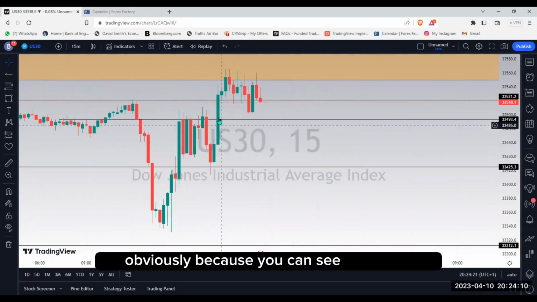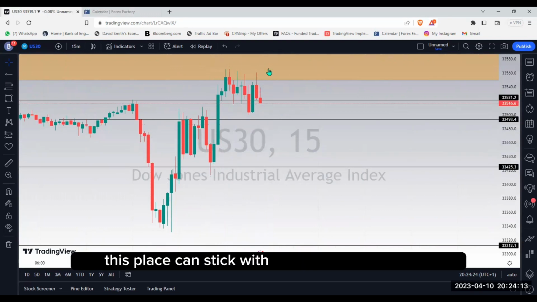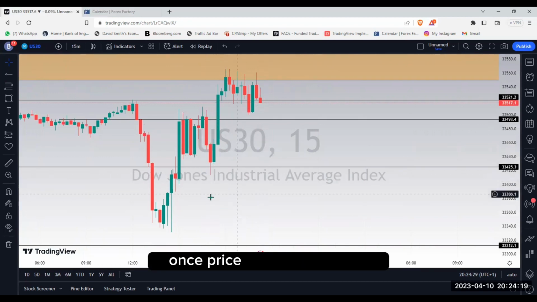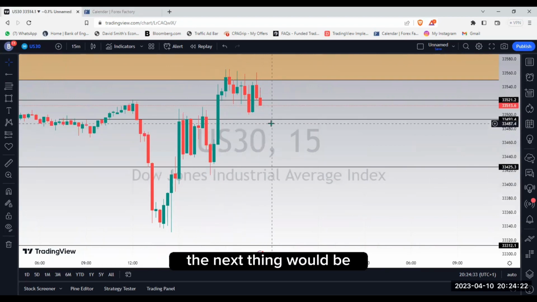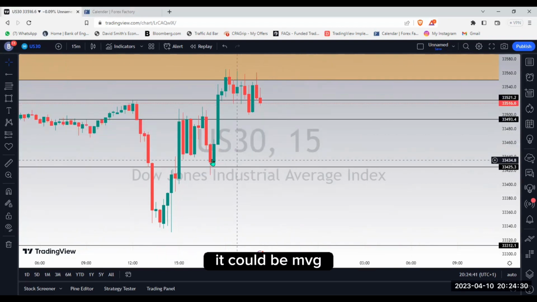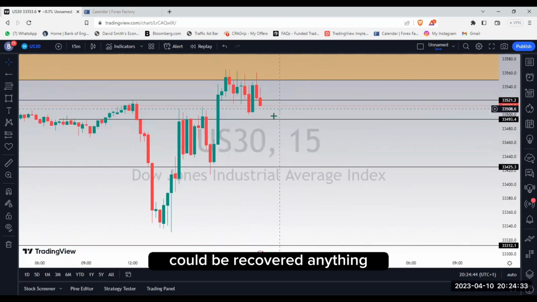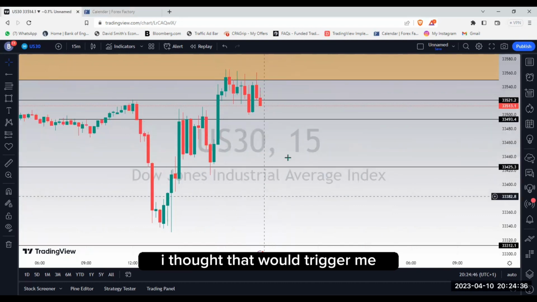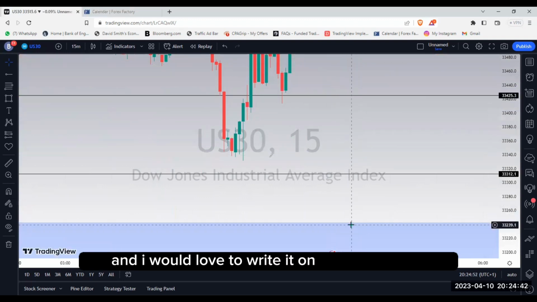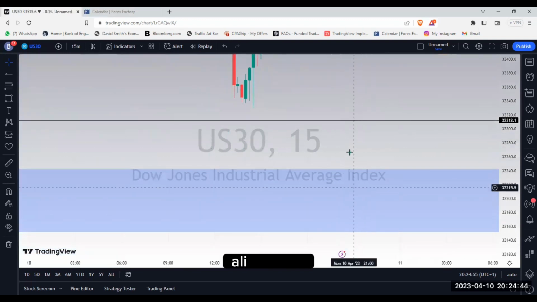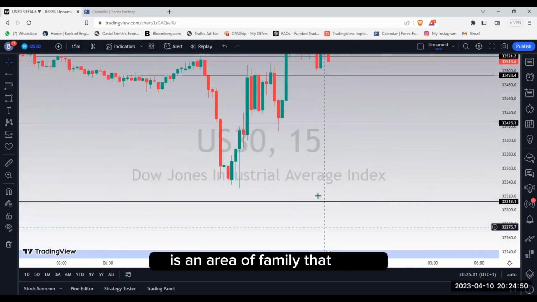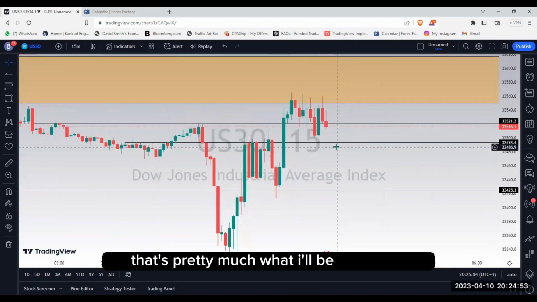You can see around here, this place can still cause an opposite movement. So I would want to see price take out this. Once price takes out this guy, the next thing would be to look for an entry. It could be an FVG, it could be a breaker block, it could be an order block. Anything at all of that could trigger me making an entry during the session. And I would love to ride it until the top of this daily, hourly FVG, this area of fair value gap. That's pretty much what I will be expecting.